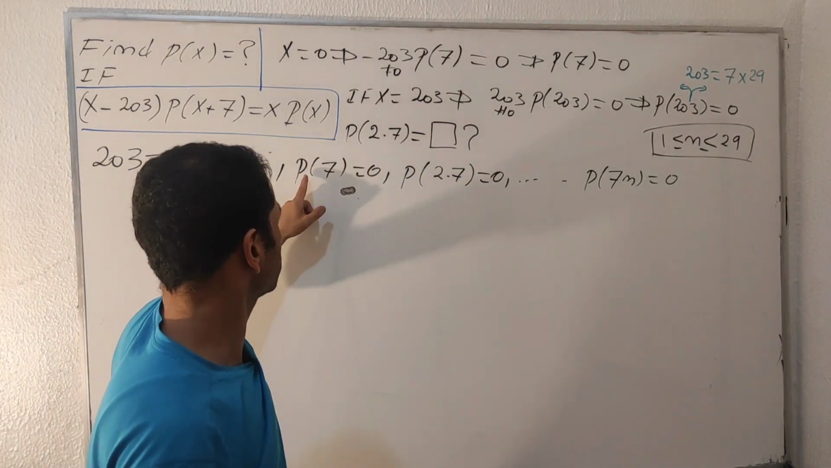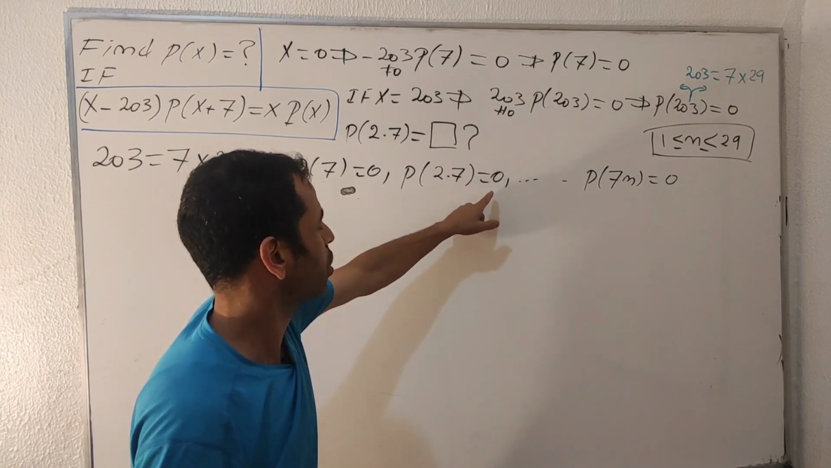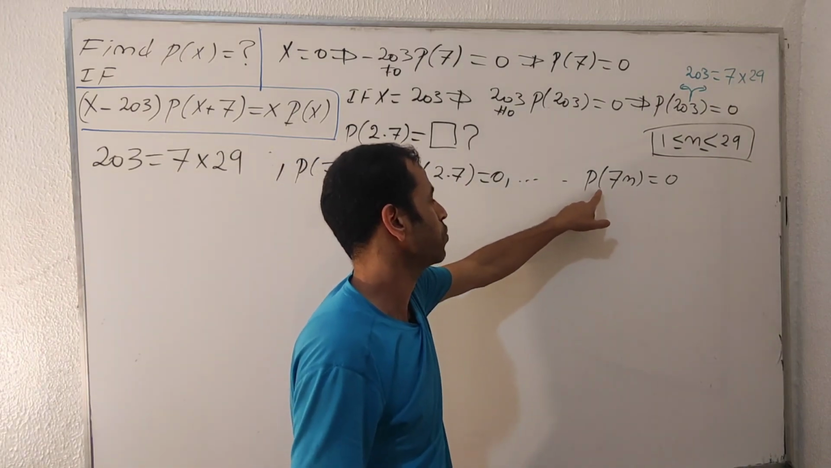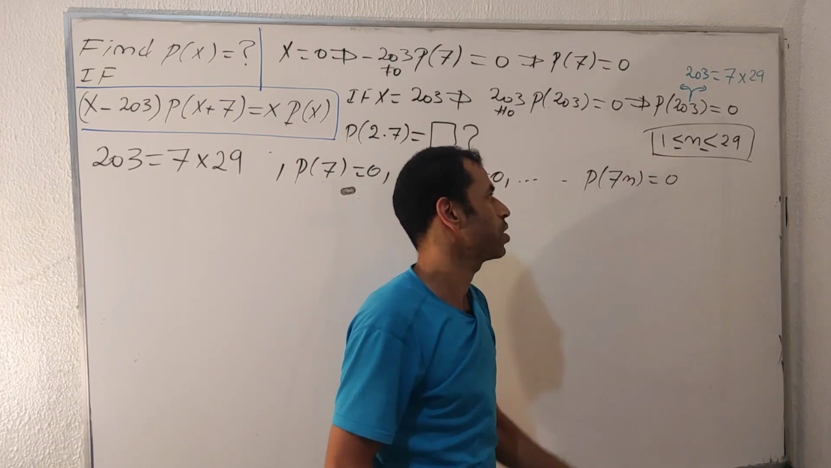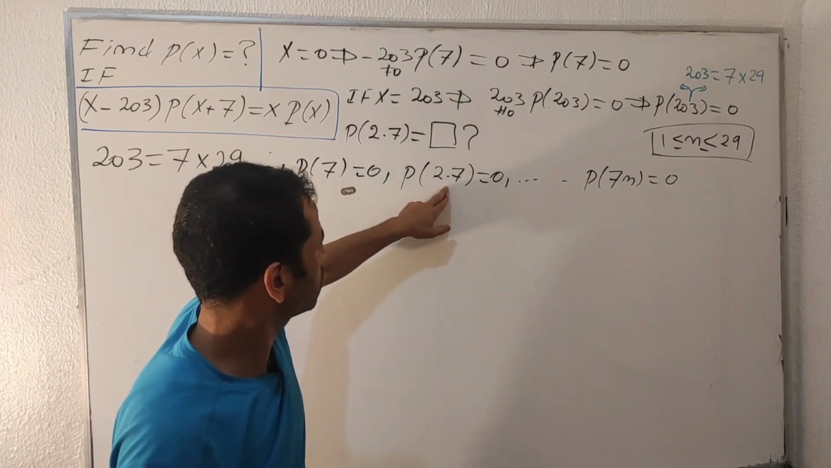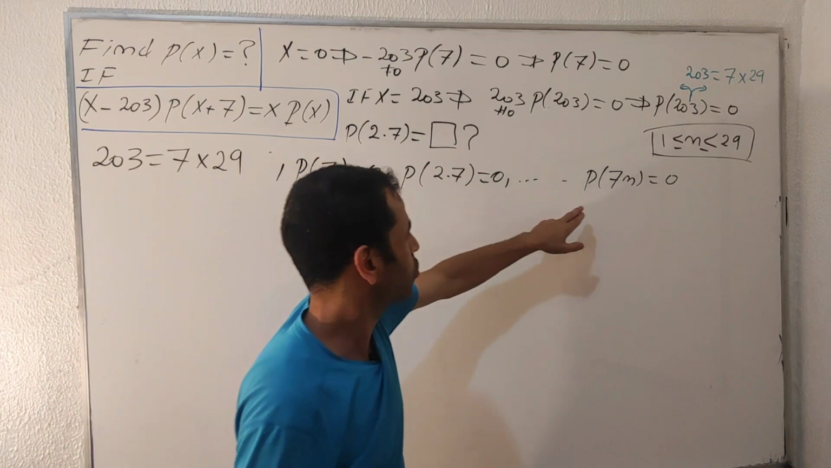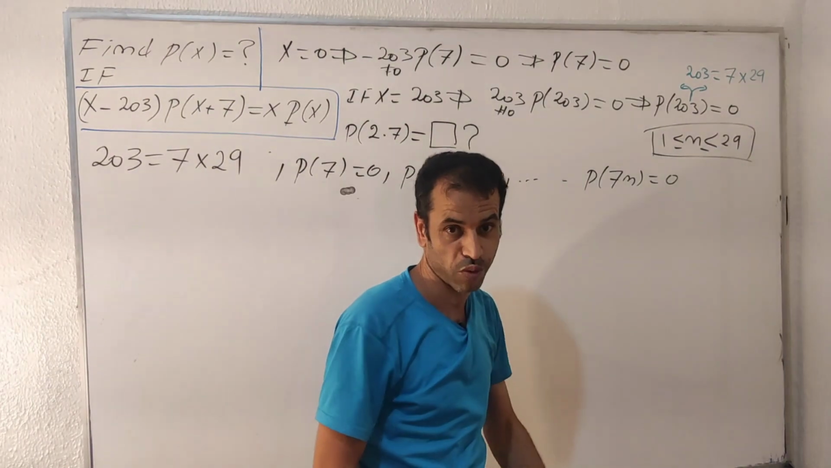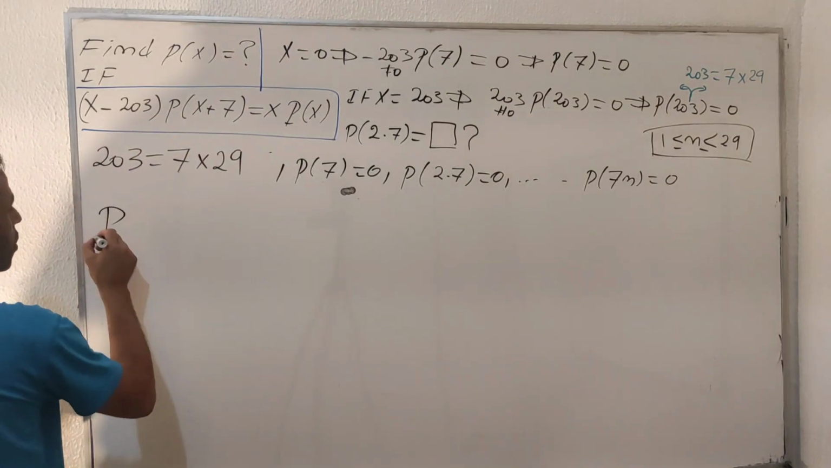Since we have p of 7 equals 0, p of 2 times 7 equals 0, and all the way down to p of 7n with n between 1 and 29, this is telling us that 7, 2 times 7, and all the way down to 7n are the roots of this polynomial. Okay, if I'm going to express that, you will have the following expression.